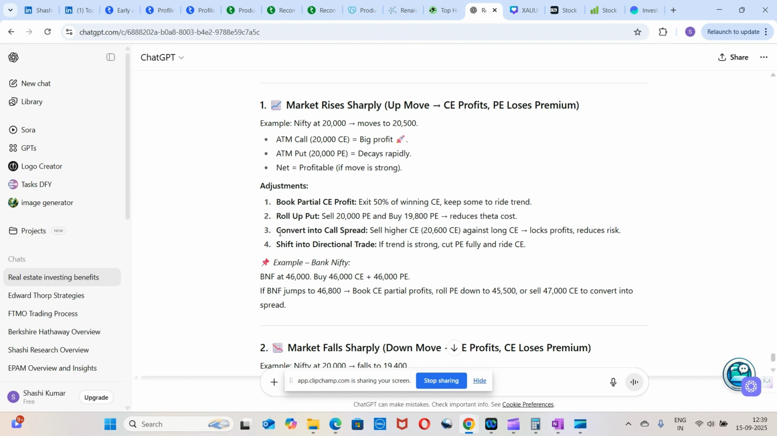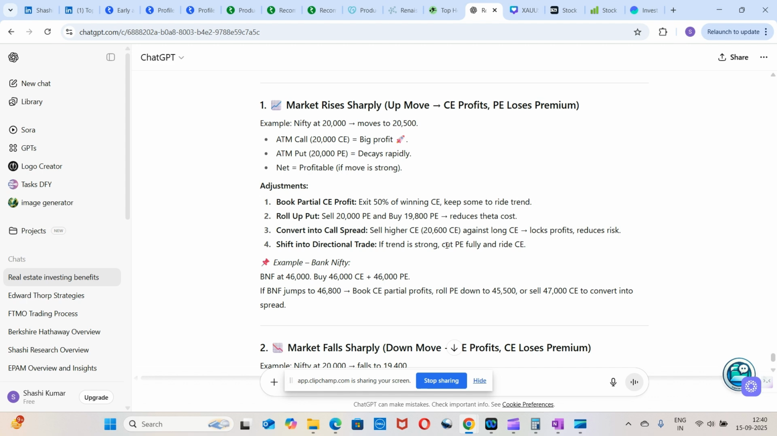Convert into a call spread, so sell a higher C against the long C to lock profit and reduce risk. Okay. So what you could do is, because you have sold a 20,000 C, you already booked profits. You just exit that, and you could move to 20,600 or 20,500 C, so that if there is a further up move, that 20,500 C will capture that move.